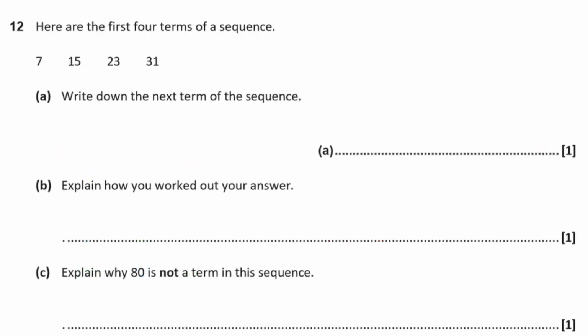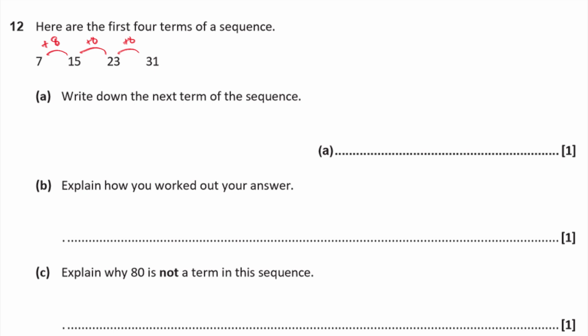Question 12, here are the first 4 terms of a sequence. It's going 7, 15, 23, 31. Write down the next term in the sequence. Okay, when I'm working out sequences, the first thing I look for is the common difference. What's it going up by here? The difference between 7 and 15 is 8. I have to add 8 to go from 7 to 15. And it's the same here as well, isn't it? That's also add 8, and that's also add 8. So it's a +8 sequence.